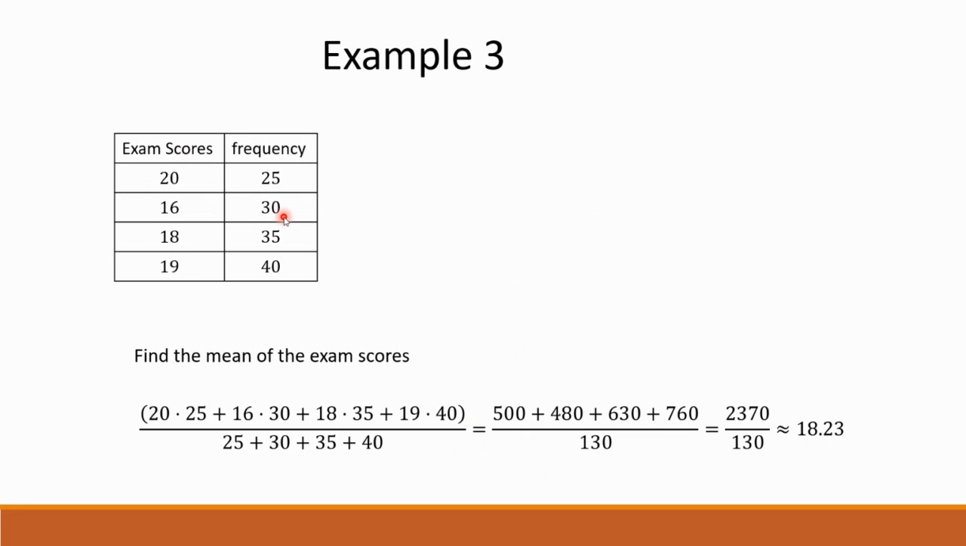And then doing 16 times 30. If you list 16 30 times and add, you would get 16 times 30. Same thing. And so we have also 18 times 35, 19 times 40. And again, this is the sum of the data values here. And then we divide by the sum of the frequencies, as you can see. The frequency is how many data values there are. So we add the numerator and denominator, and then we divide, and we get this.